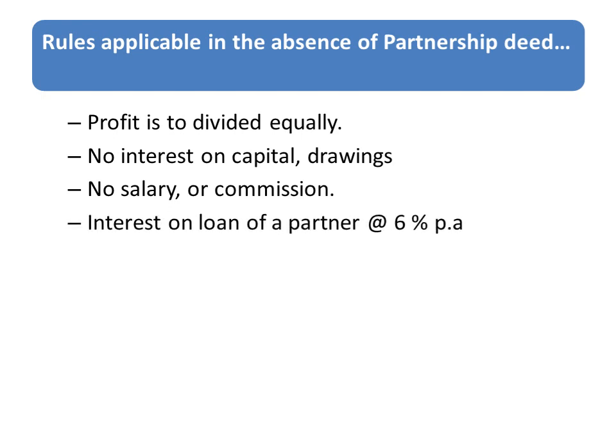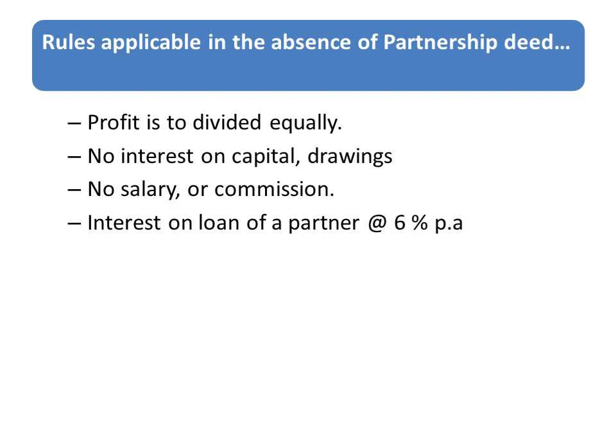This is very important: in case a partner gives a loan to the firm. Now, what is the difference between capital and loan? Capital is the investment of a partner in the business, whereas a loan is an extra amount lent by a partner to the firm. And if a partner has given a loan to the firm, he is entitled to, this is his right, interest at the rate of 6% per annum.